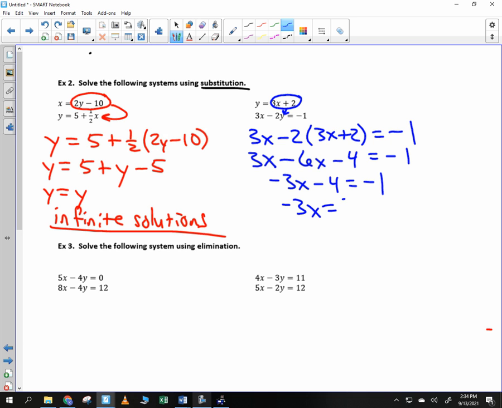-3x is equal to 3. Divide both sides by -3. X is -1. So my solution, though, should be a coordinate. -1 is the x value. How do I come up with the y value?